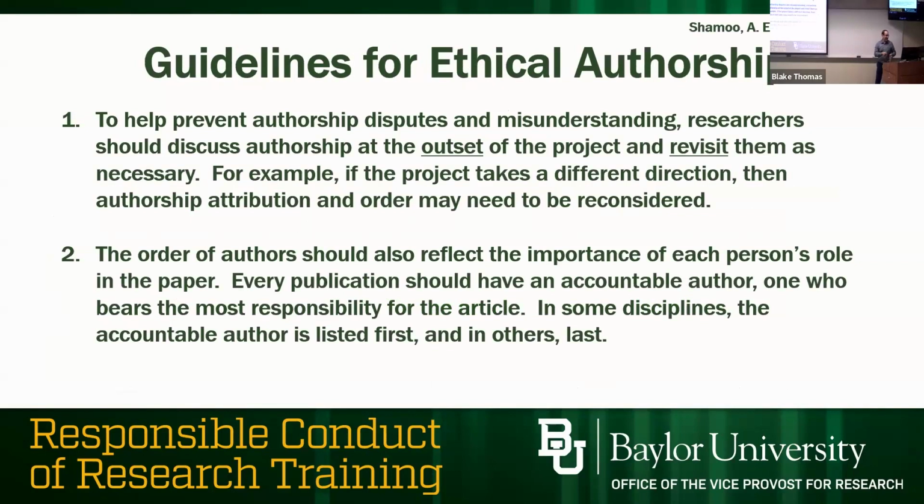So like I said, some of the guidelines here are going to be to prevent a lot of these things. Discuss authorship at the outset and revisit it as necessary. Sometimes in projects, you get rid of things or add things. But when that happens, we have to reconsider who should be an author and who should not. And once again, the order should be some kind of an indicator of the work they contributed. And especially convey to them that you're going to be an accountable author. So once again, it's just more buy-in.